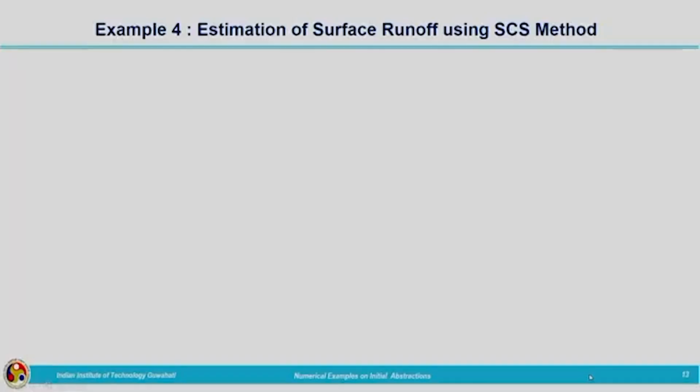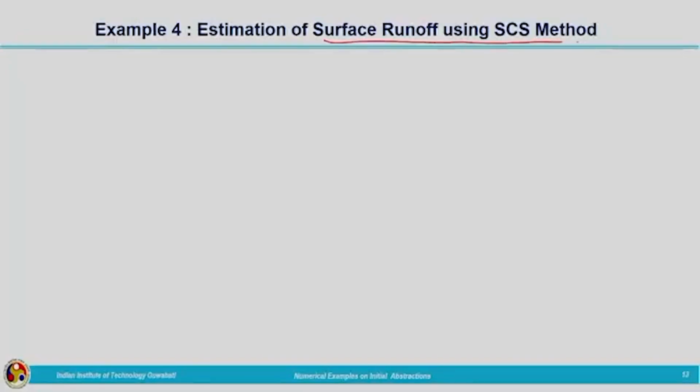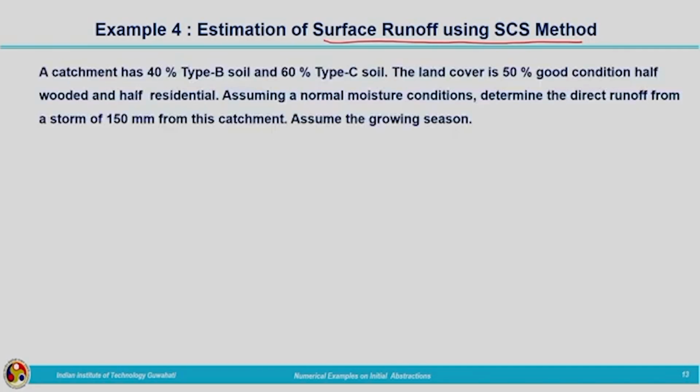Now, let us move on to the fourth example. It is related to estimation of surface runoff using the SCS method, that is our SCS curve number method. So, the question is: a catchment has 40% type B soil and 60% type C soil. The land cover is 50% good condition, half wooded and half residential. Assuming normal moisture conditions, determine the direct runoff from a storm of 150 millimeter from this catchment, assuming the growing season.